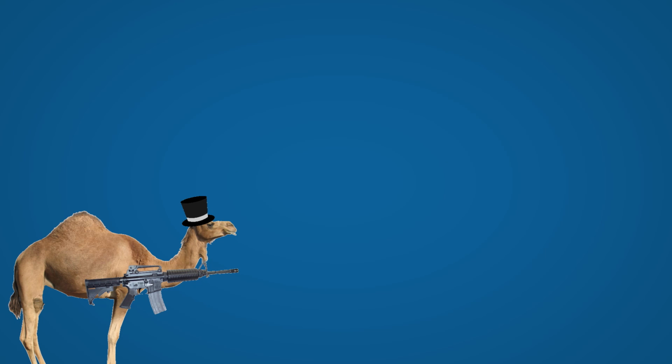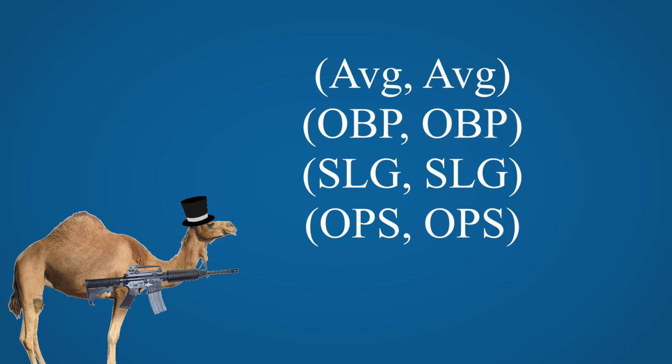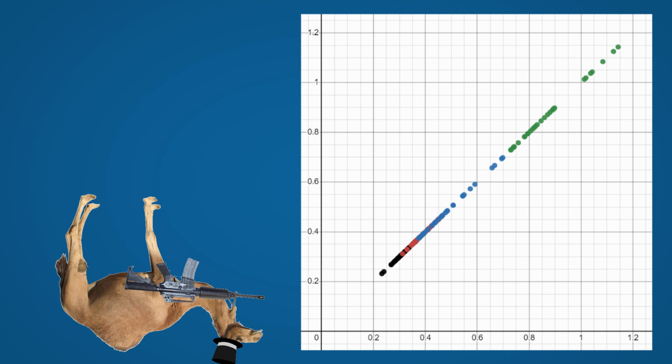First, I did something very simple. Each stat would be the x and y coordinate of itself. So it would be average, average, OBP, OBP, etc. And who would have thought this forms a straight line with x equals y? Who would have believed it? Way to go past me. You are truly a genius.